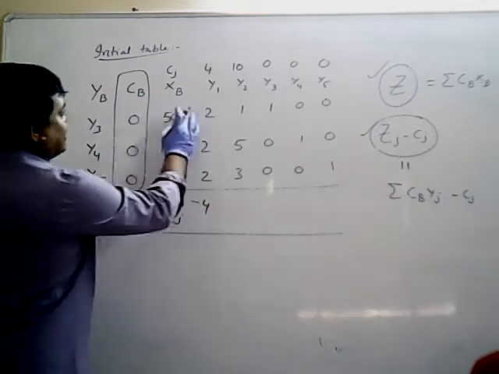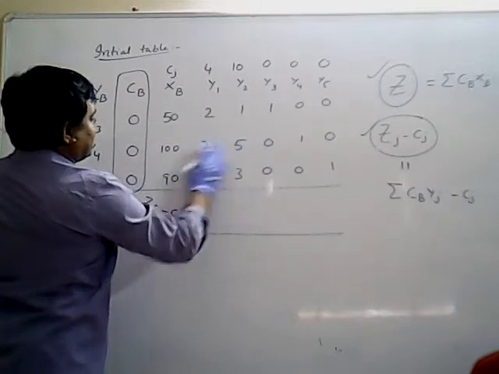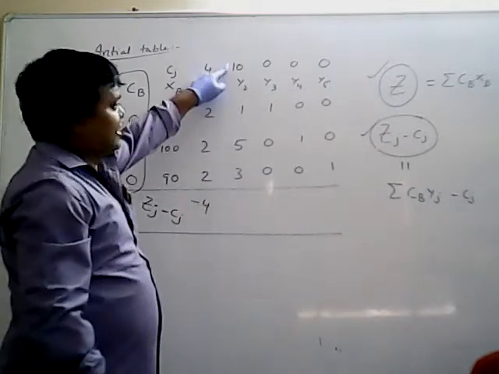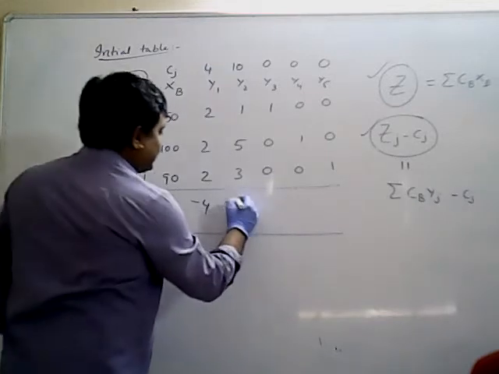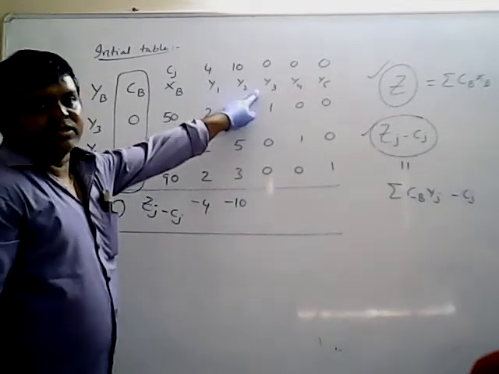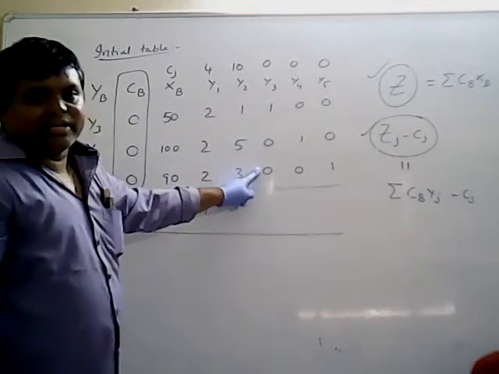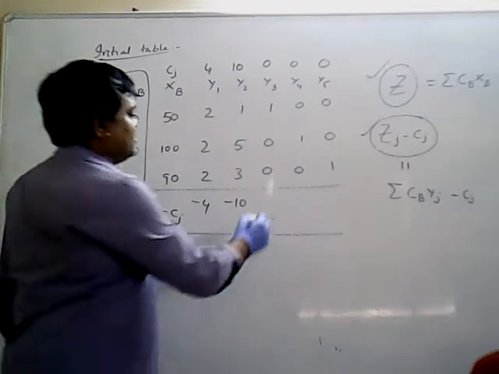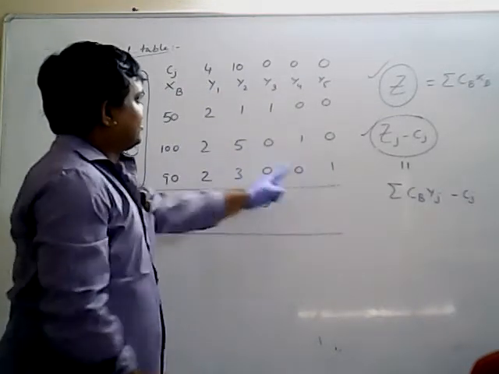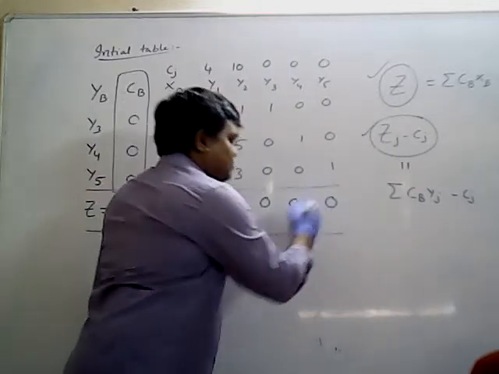Next, same concept. Cb into y2 now: 0 into 1, 0 into 5, 0 into 3, total value 0. 0 minus 1 is minus 1. Next, Cb into y3: 0 into 1, 0, 0, total value is 0. 0 minus 0 is 0. Similarly the others are 0 minus 0, 0.